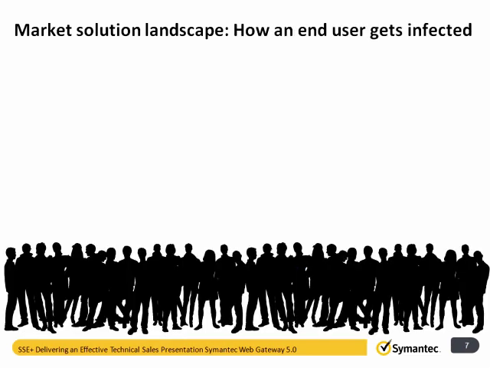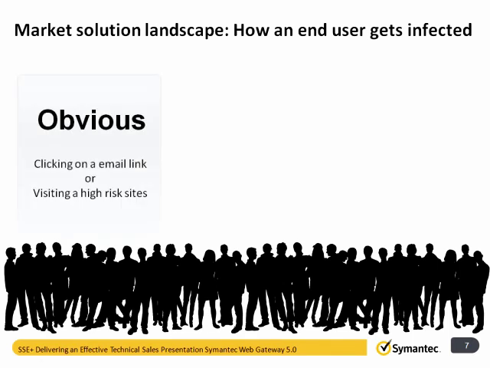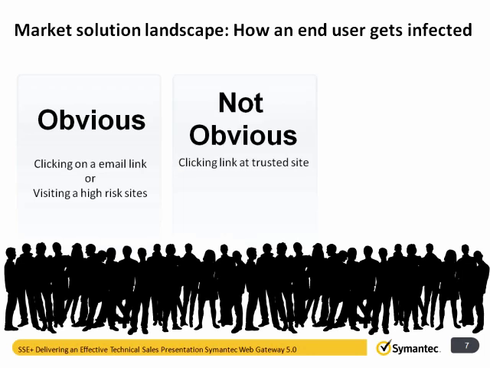The next slide demonstrates a few scenarios showing how an end user might become infected. The obvious scenario being possibly our less educated users who could potentially be clicking links in email messages from senders they might not be aware of, or people visiting some high-risk sites, such as those offering free downloads. The second scenario, which is less obvious, is where a user may click a link from a known good site, which may contain a link to a bad site.